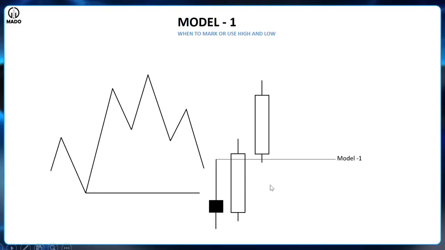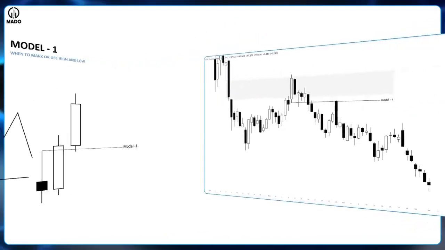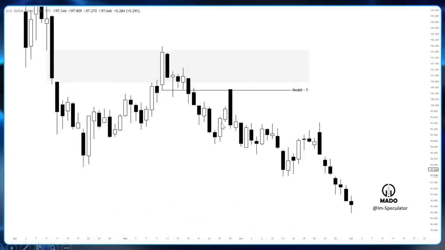Now, here's an extra tip for you when it comes to Model 1. Model 1 isn't just something you use for execution on the lower time frames, you can also apply it on the higher time frames, right? For analysis, for context, and for identifying draw on liquidity. This makes it much more powerful because now you're aligning your short term trades with the bigger picture. Let me give you an example.